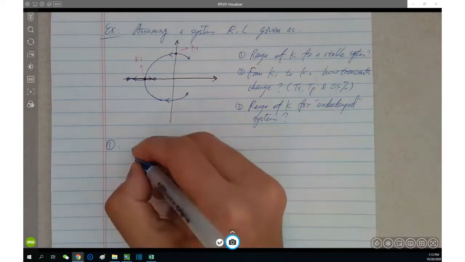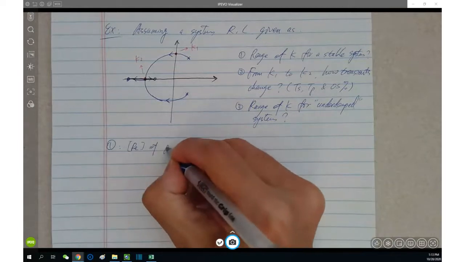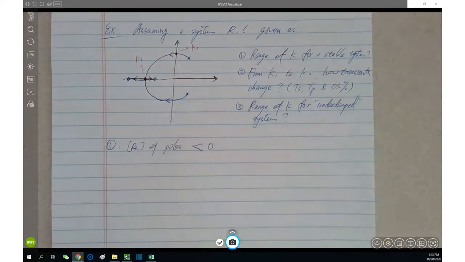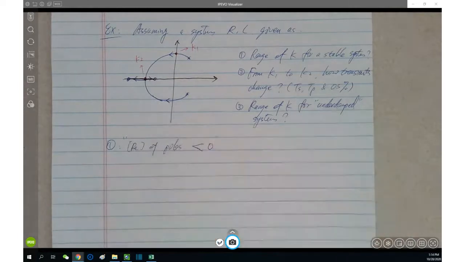So the real parts of the poles need to be what? Less than 0. Not even equal, okay? Because if it is equal, it becomes what? Marginally stable, right? So this is the idea. Then translate this idea into the solution. Then what's the range of K?